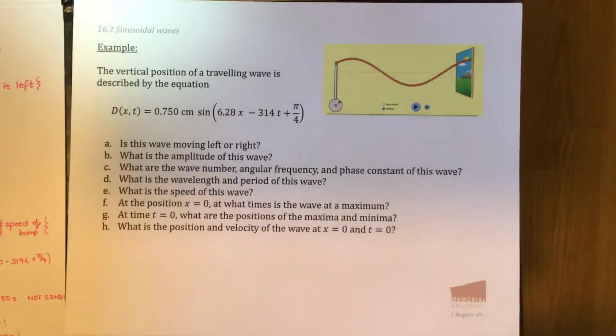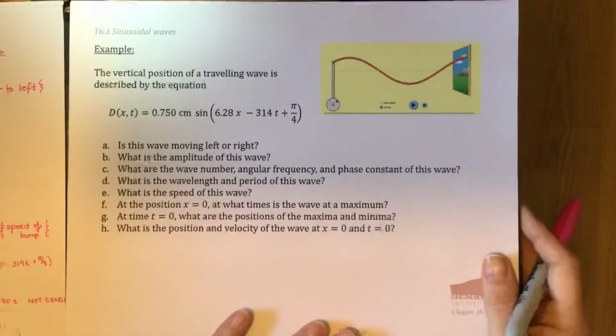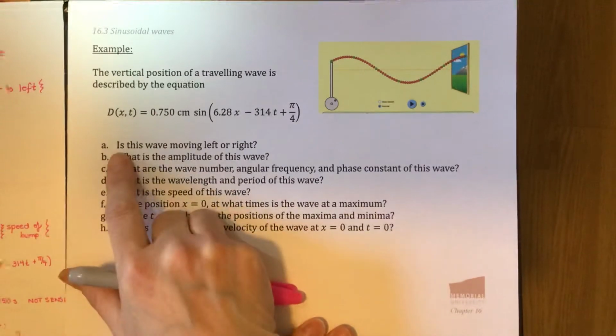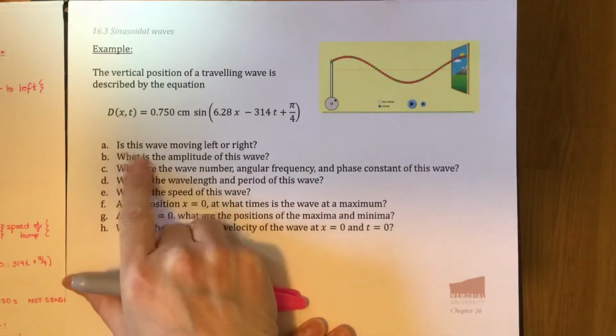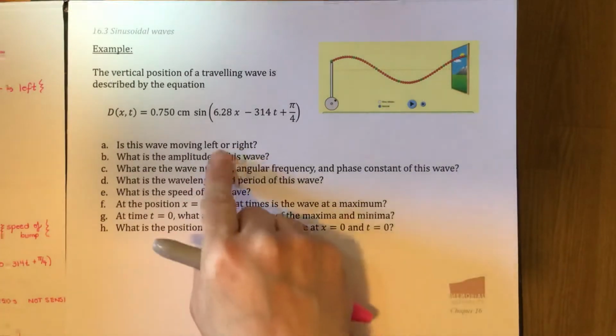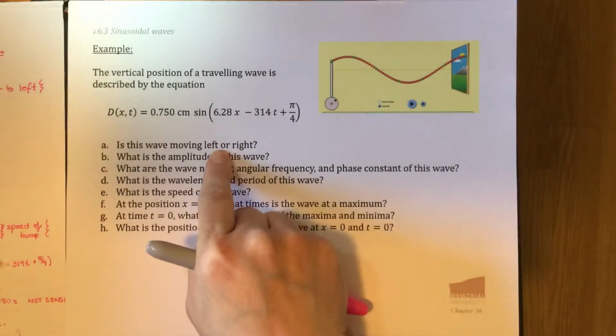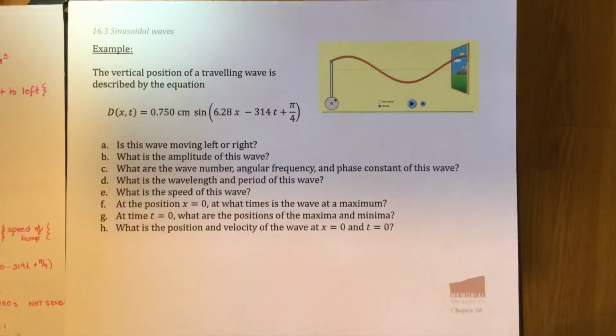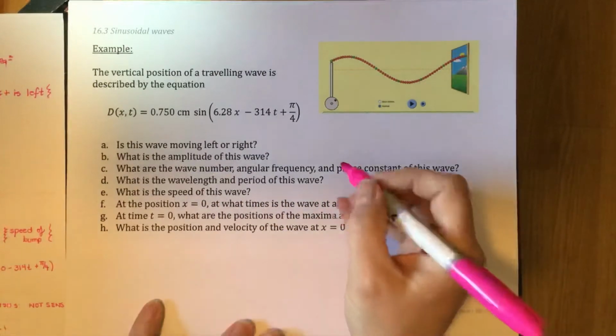But I am going to go through the whole example, and if this gets too long, then we'll shorten Thursday's class so you don't spend too much time at physics this week. Okay, so there's our equation. The first question asks, is this wave moving to the left or is it moving to the right? So if we want to answer moving left or right, let's think about what is the general form of our equation for a wave on a string.